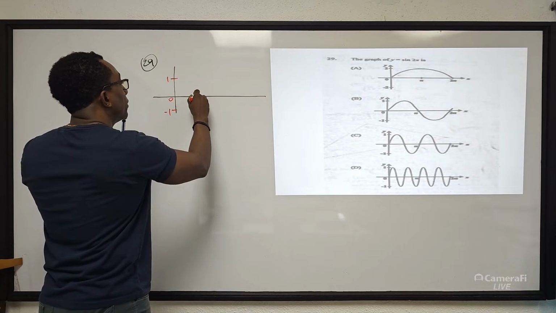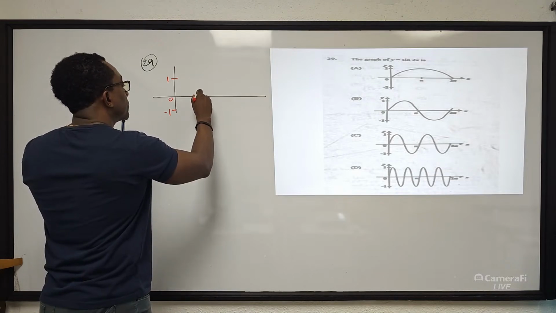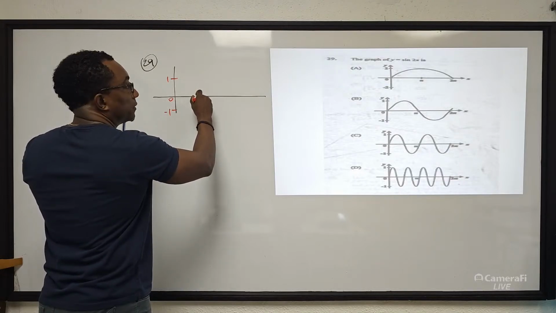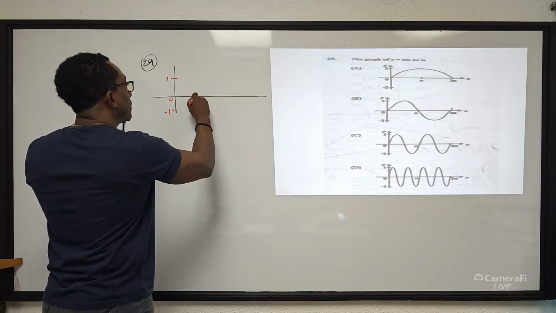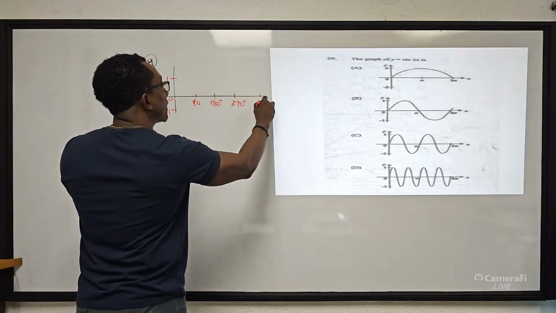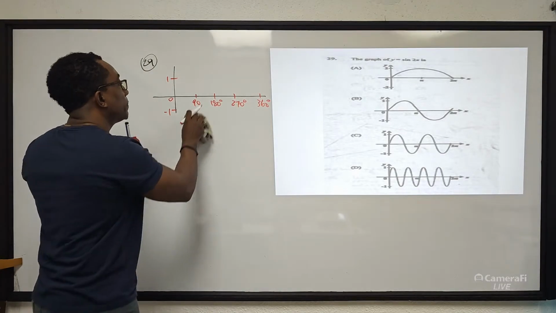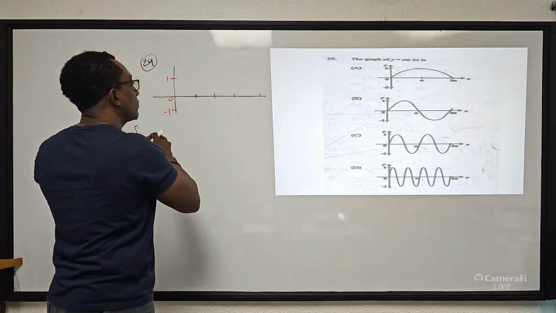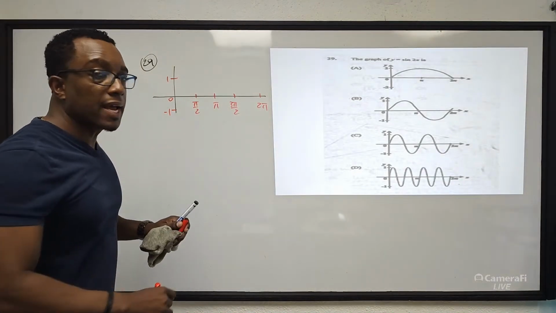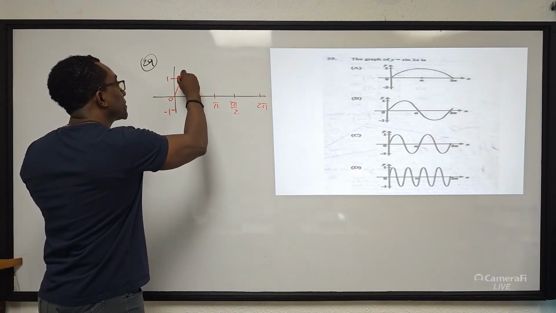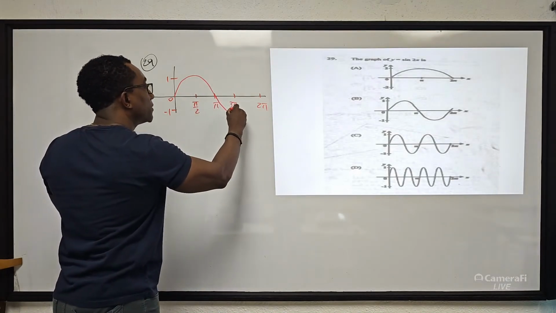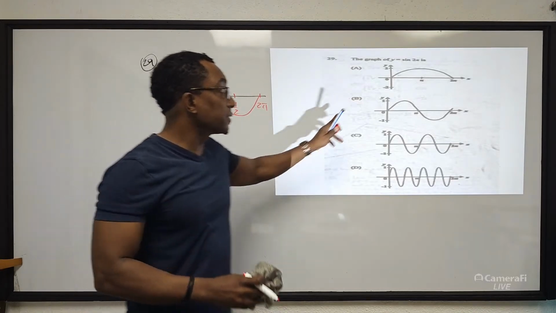And of course, you have 0, you have 90, you have 180, you have 270, you have 360. But let me put it in terms of radians. You have pi over 2, pi, 3 pi over 2 and 2 pi. So your sine curve will look like this. Comes up, turns at 90, cuts at 180, and turns at 270, comes up to 360. This is a sine curve which is B.